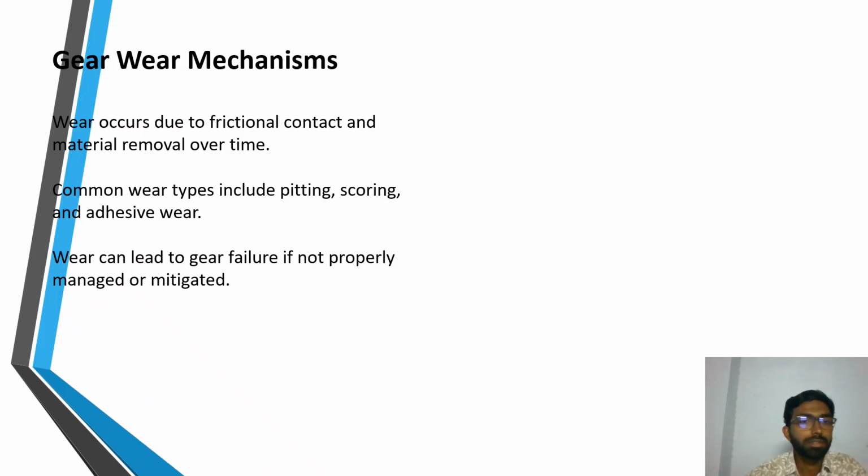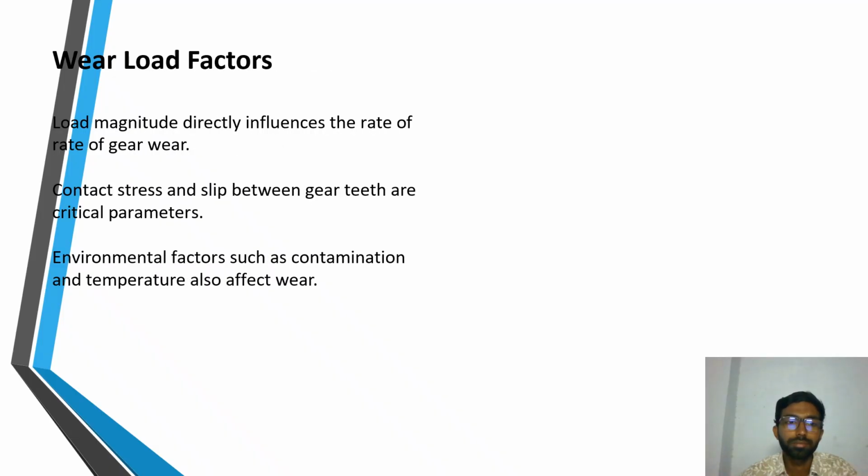Gear wear mechanisms. Wear occurs due to frictional contact and material removal over time. Common wear types include pitting, scoring, and adhesive wear. Wear can lead to gear failure if not properly managed or mitigated. We want to see the wear, or it will be failure of the gear. We want to check the gear mechanisms, gear wear, where the wear occurs.